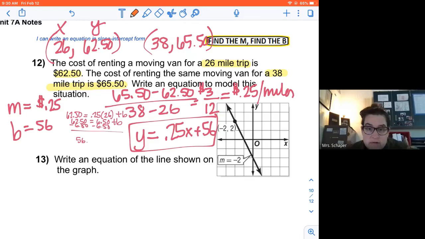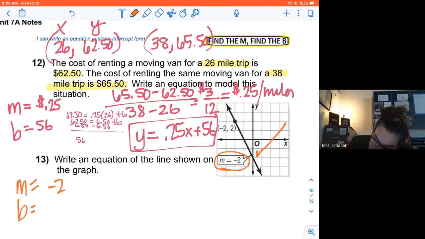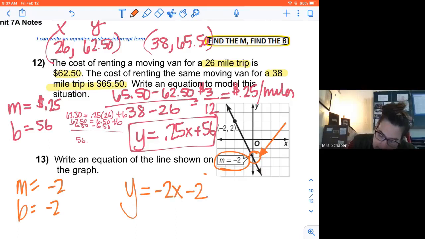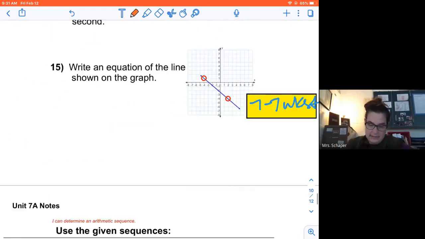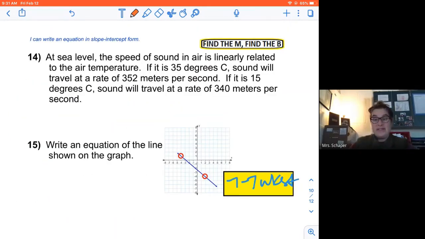Okay. Write an equation for the line in the graph. All right. So I need to know my M and I need to know my B. Look, they tell me my M. Sweet. So my M is -2. And then my B is where it crosses the y-axis. You know what? That's pretty sweet too. It's right on -2. So y equals -2x minus 2. There we go. All right. 2 more and then we're going to work on the 7-7 worksheet.